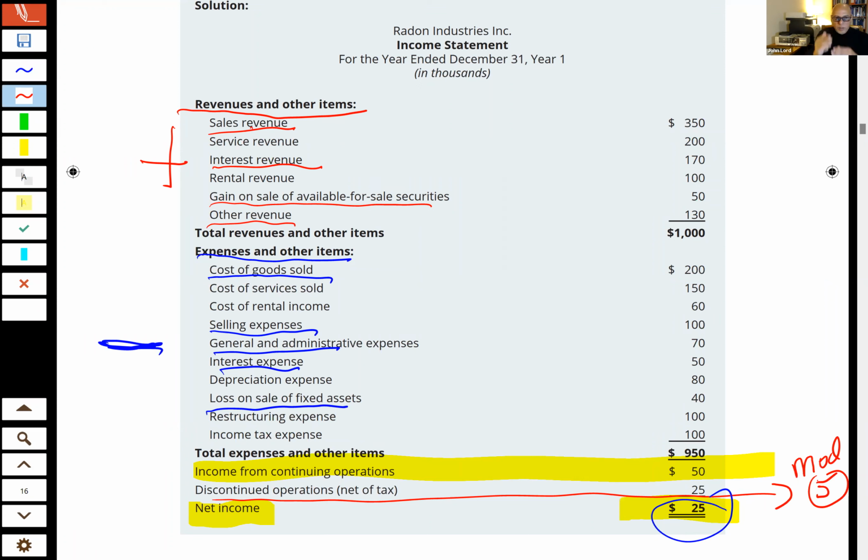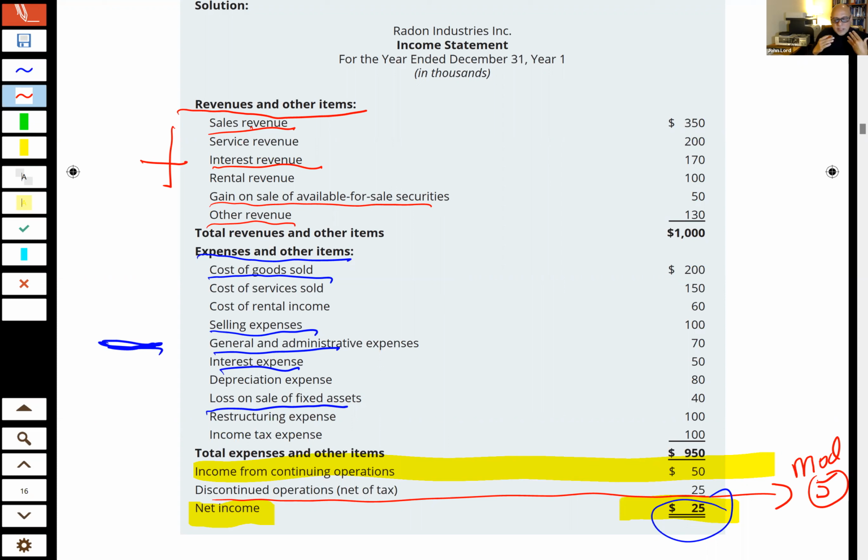Just know revenues minus expenses gives us income from continuing operations. If you had a discontinued operation, then you would call that out. Sometimes you'll see an income statement where it'll just say net income, because if there aren't any discontinued operations, you don't have to call out income from continuing operations.